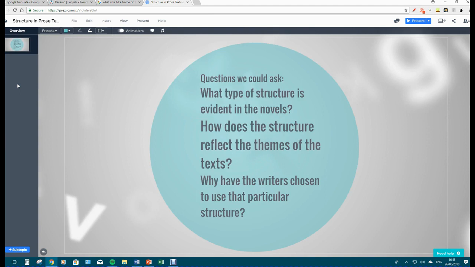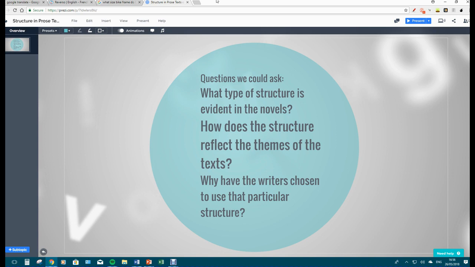If you get this sort of question, and obviously the structure question can take many different manifestations, it could ask how does your writer use repetition in their novels, or how does your writer use patterns in their novels, how does your writer use the sense of climax in the novels, and so on and so forth.